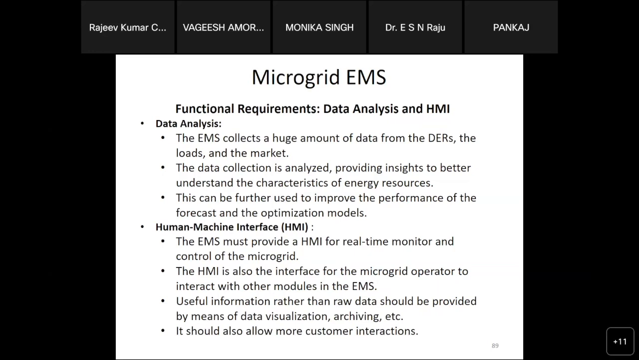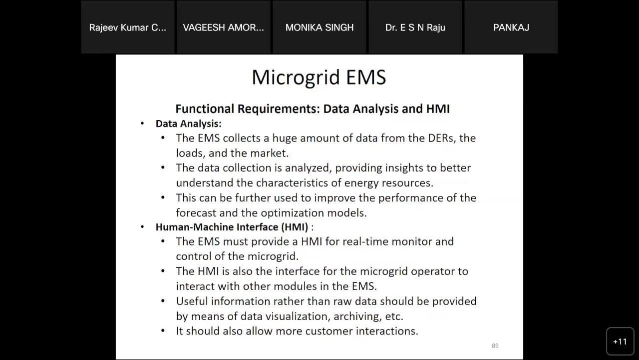So here the data analysis, as I mentioned, EMS usually collects a huge amount of data from all the DES, from all the controllable loads as well as the market. After that, we have to analyze the data, and we have to provide insights for better understanding of the different behavior characteristics of the energy resources. Based on the data, we have to provide a better understanding of the behavior of the different energy resources, the behavior of the different loads, and the different behavior of the markets.